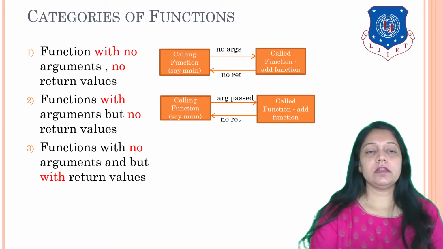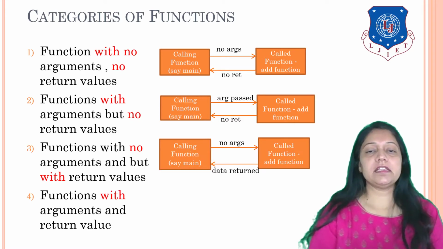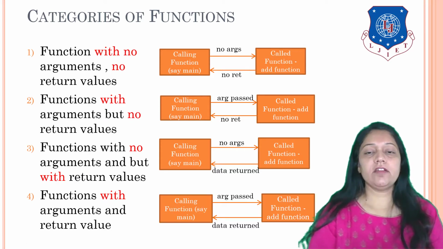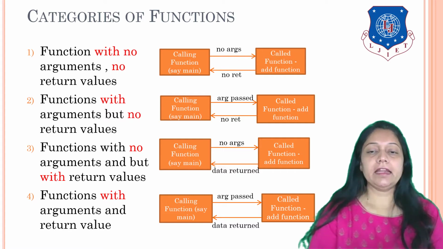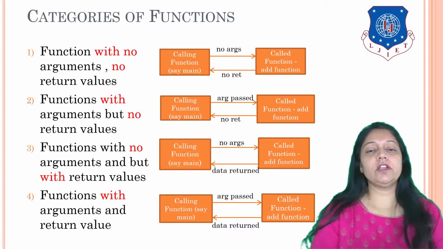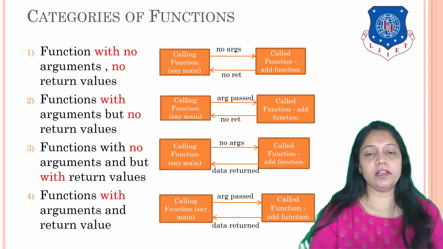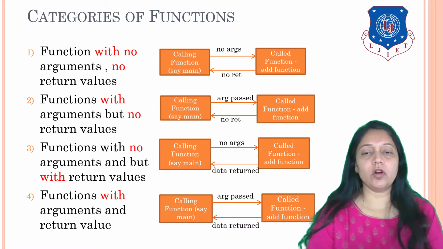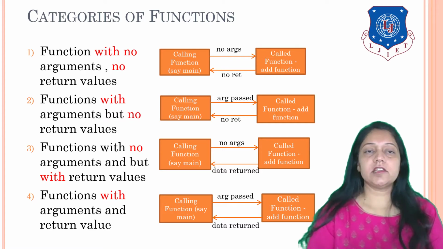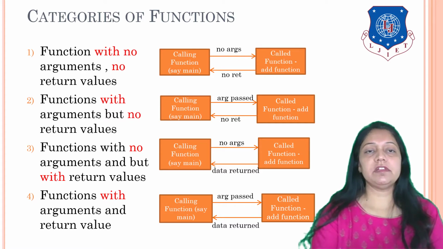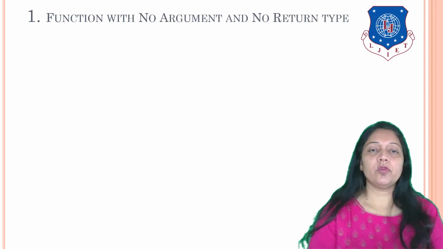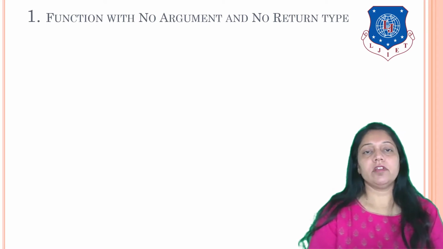And the last one is function with arguments and with return values. It means in this case, the calling function is going to pass some arguments to the called function, and also the add function is going to return some value to the calling function. There is a two-way communication between the calling function and the called function. So this was a brief detail of the categories of function. Now we'll see the details and programs of each category of the functions.